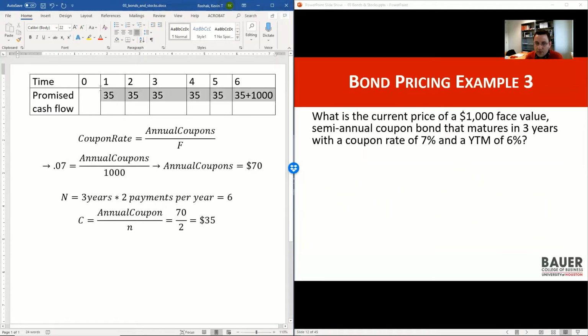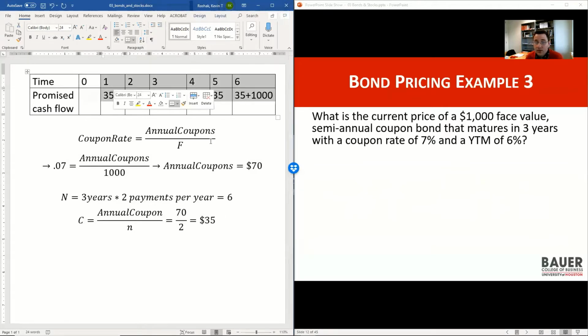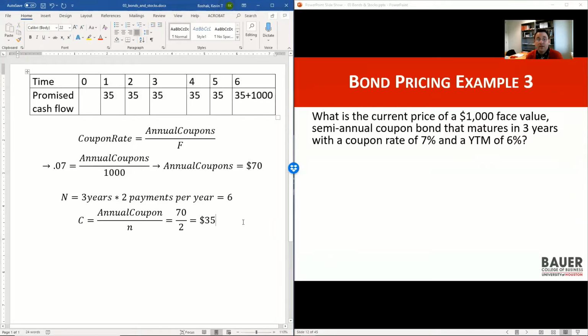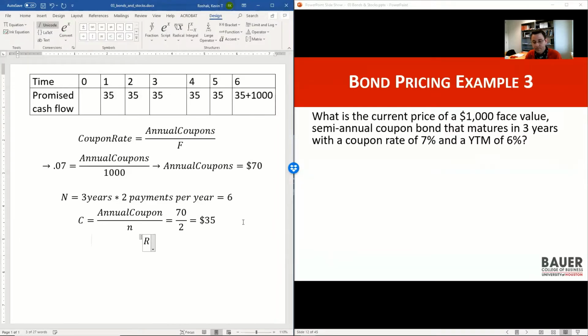So we have the cash flows, we have the timing of the cash flows. The last thing we need to do is get the rate. So what discount rate do we use in the bond pricing formula? Well, we have a yield to maturity of 6%, but that's an annual rate. Just like the coupon rate was annual, the yield to maturity is annual. So what we need to do is divide the yield to maturity by the number of payments per year, N. So we have a 6% rate divided by 2 payments per year. So that's a 3% discount rate.